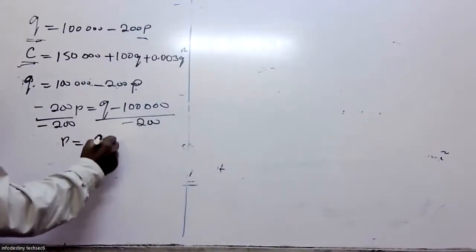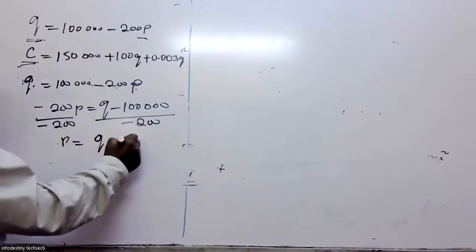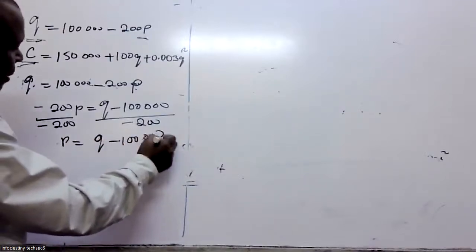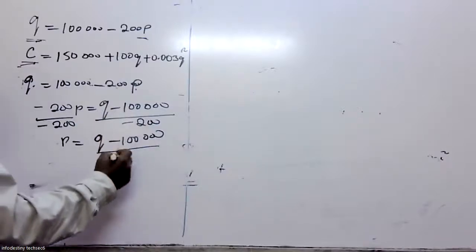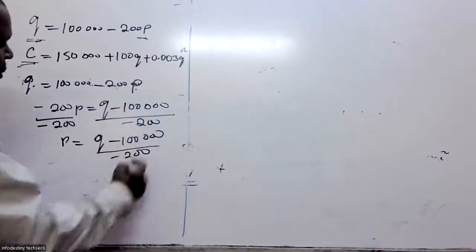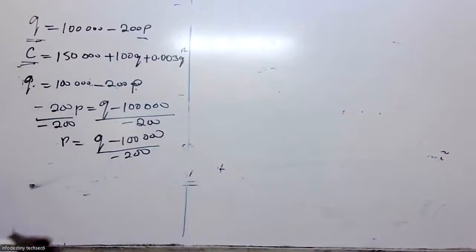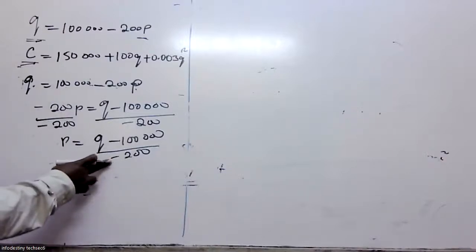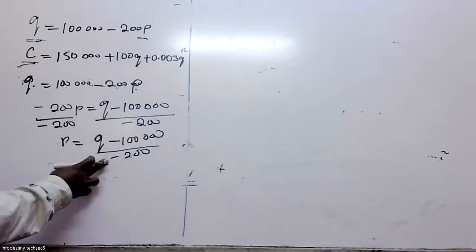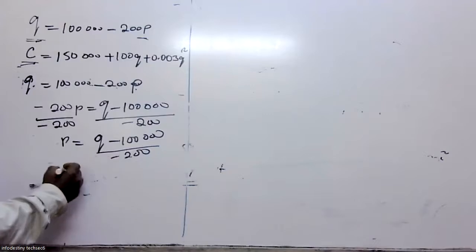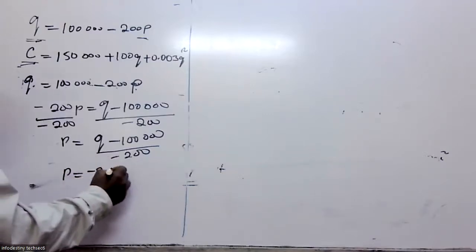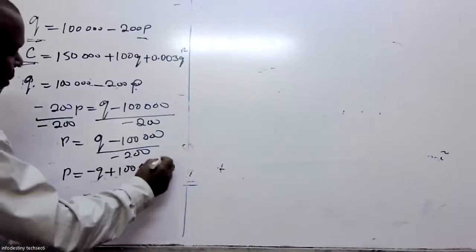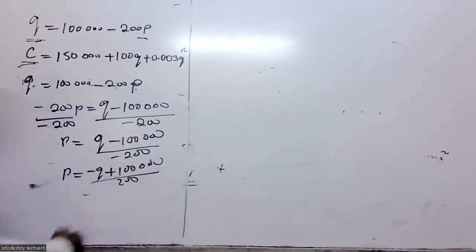Q minus 100, divided by minus 200. So we can remove this sign. When you remove this sign, P will be equal to minus Q plus 100 divided by 200. Now this is the price per unit.